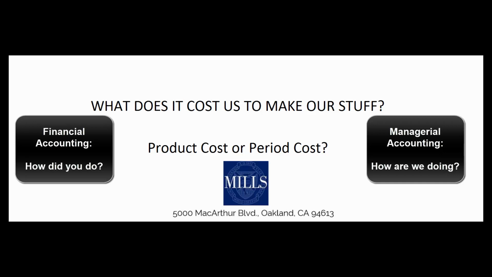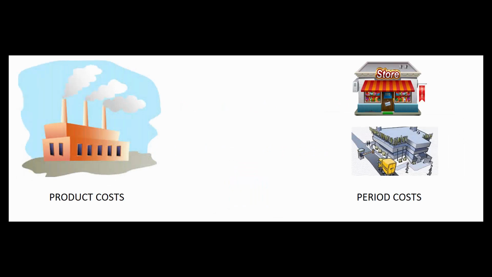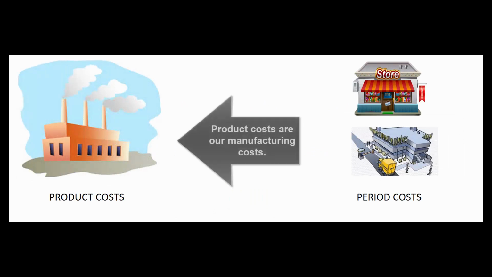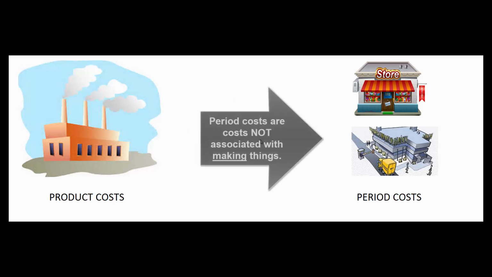And one of the first things we're going to look at is how much does it cost us to make our stuff? We've got to know how much it costs us to make our stuff so we know how much to sell it for. And for now, the simple rule is going to be any costs incurred inside the factory are product costs. They're going to be included in the cost of making our things. Whereas costs incurred outside, such as in the store or in the corporate headquarters, those are period costs.